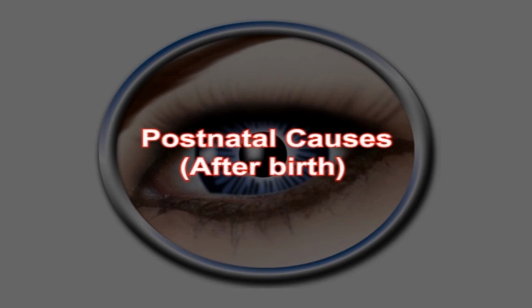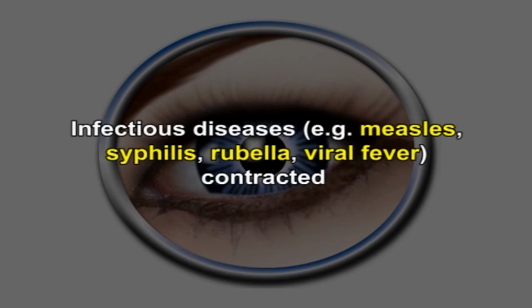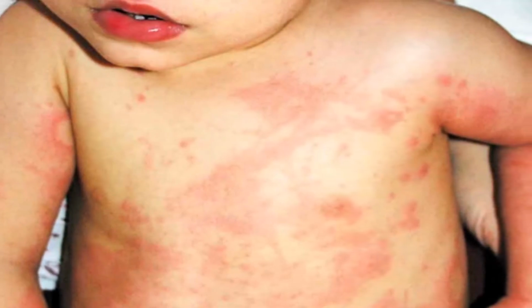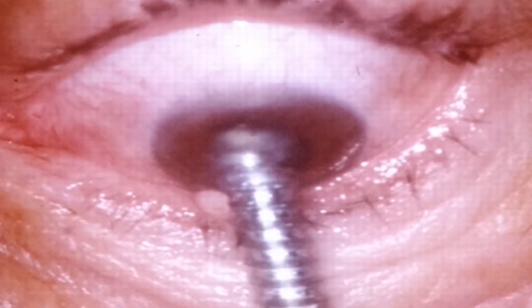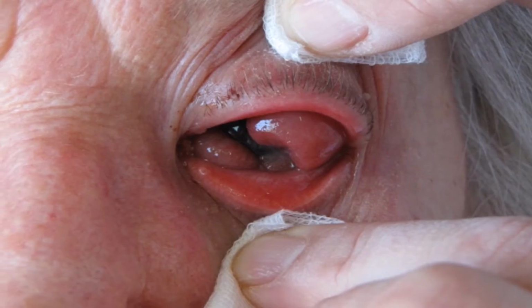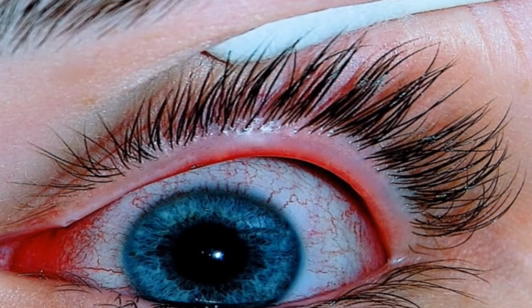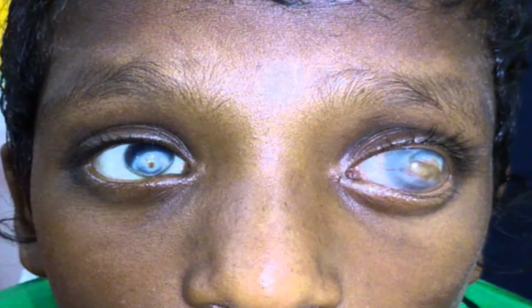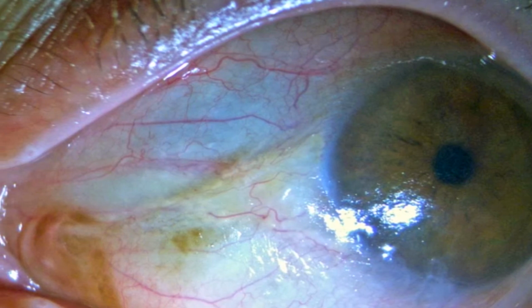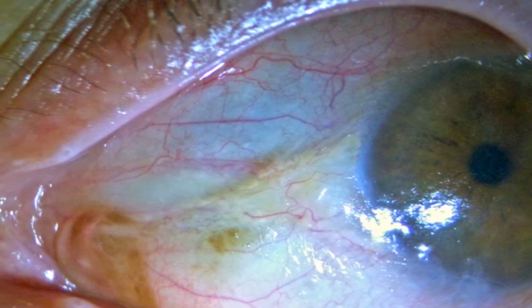Postnatal causes after birth: infectious diseases, example measles, syphilis, rubella, viral fever contracted by the child during childhood, injury to the eye such as a sharp object entering the eye or a head injury, tumors in the eye, neglect of infection of the eye, vitamin A deficiency. Thus, we see that both hereditary factors, as indicated by history of visual impairment in the family, and environmental factors, example infectious diseases or injury, can lead to visual impairment.